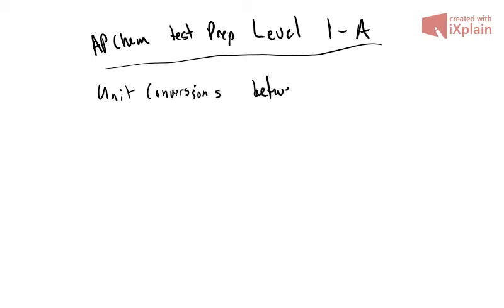between mass, moles, and particles. Okay? So, we have some conversions between mass, moles, and particles. Mass, as we know, is the amount of matter that something contains. The number of moles is a representation of Avogadro's number, and the number of particles can be found from the number of moles. So, first off, mass.